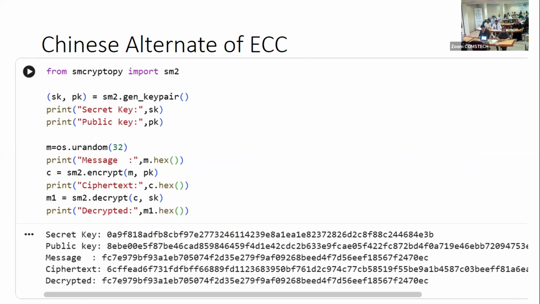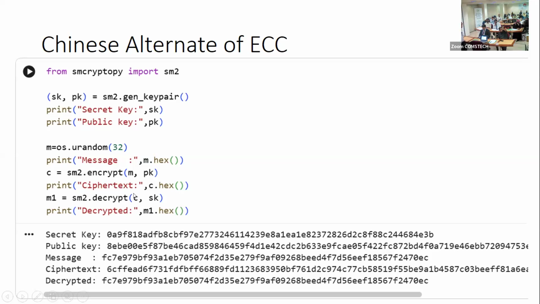So the ECC implementation is a little bit more complicated in PyCryptodome. So instead of doing that, I'm going to show you how ECC works in the Chinese version. And you can see here, I'm doing keygen. The Chinese alternate is called SM2. And then here is my message, which is a random number. And then I create a cipher key with that message. In this case, this message is my key.